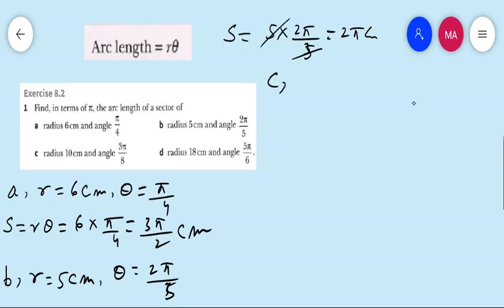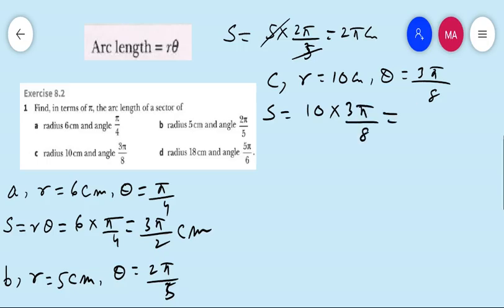Come to part C. r is equal to 10 centimeter and theta is equal to 3 pi by 8. So s is equal to r theta, where theta is 3 pi by 8. After simplification you will get 15 pi upon 4, because you have to give the answer in terms of pi. This is the requirement of the question.